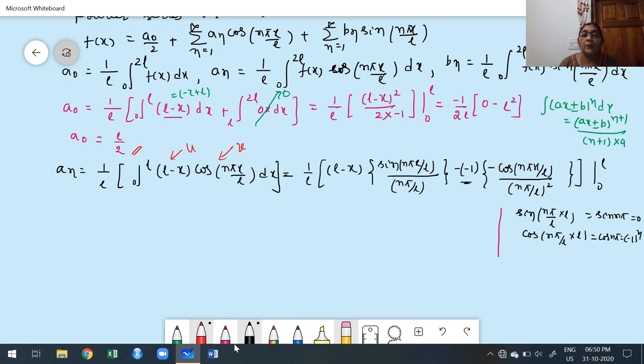Now what are we going to write here? Sine of the upper limit is 0. For the lower limit, what do we get? Sine 0 is 0. The product must be 0, so we are going to neglect this.